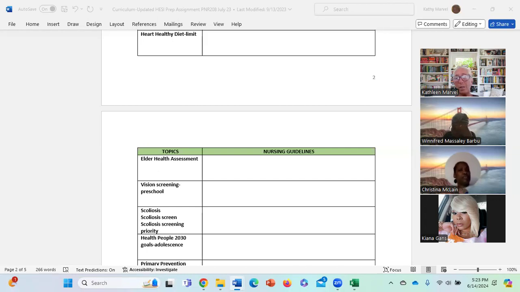Why do we do vision screening in preschool? What's the importance of that in the community, in the schools?